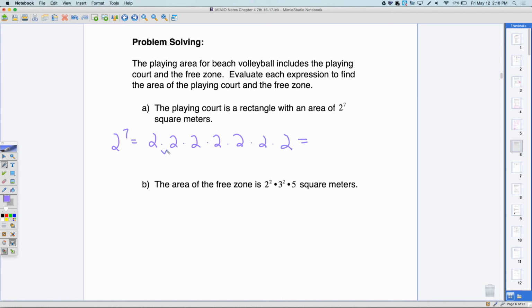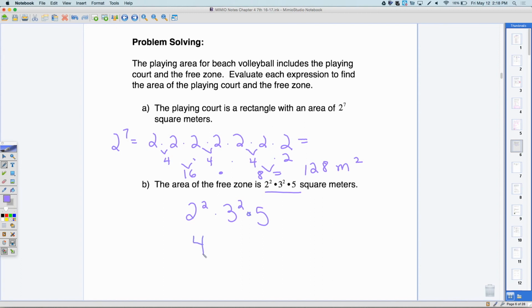We can multiply them in groups of 2 or 3, so that's 4, 4, 4 times 2. Then 4 times 4 is 16, and we can do 4 times 2 is 8, and 16 times 8 gives you 128 meters squared. The area of the free zone is 2 to the second power times 3 to the second power times 5. So 2 to the second power times 3 to the second power times 5.